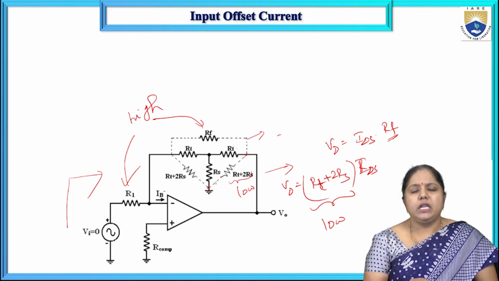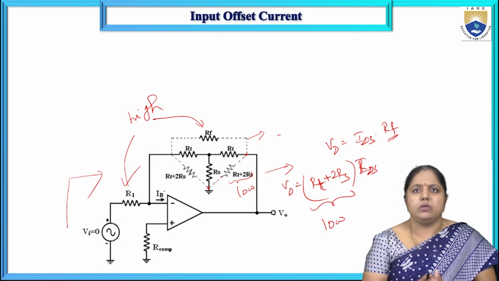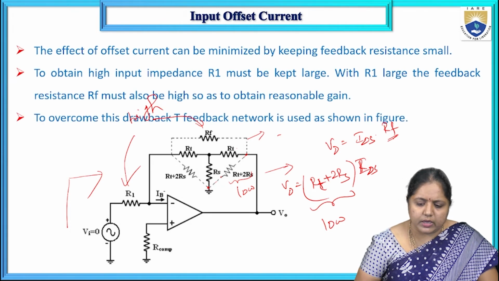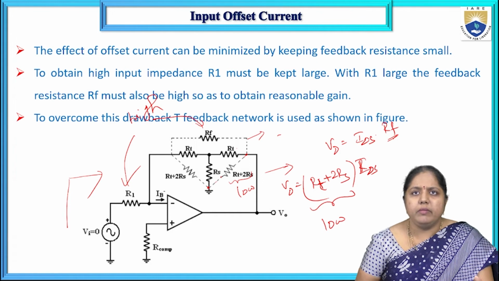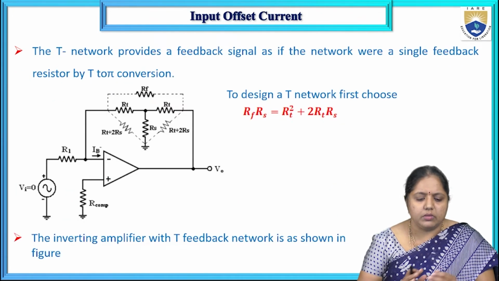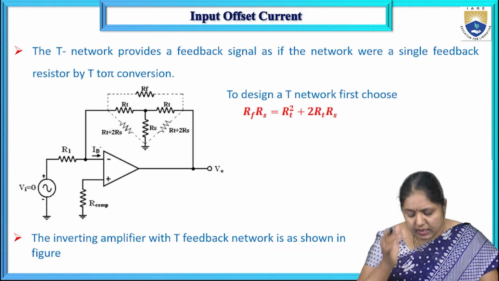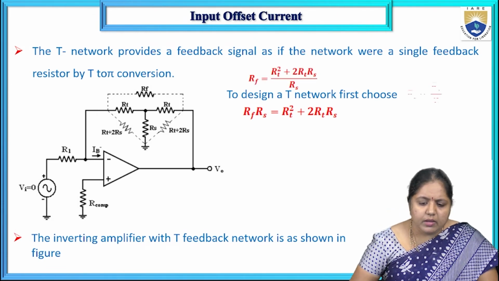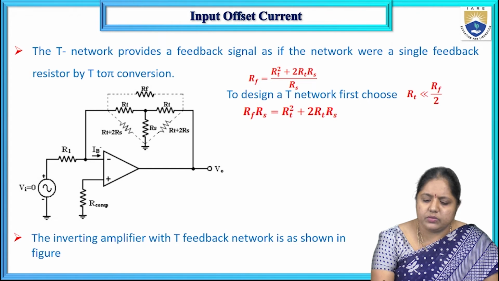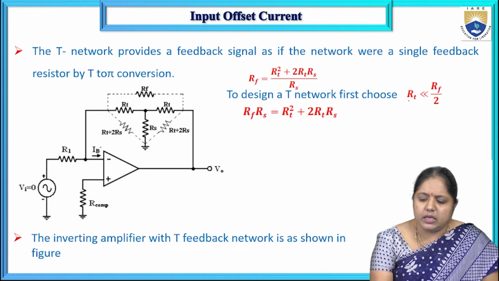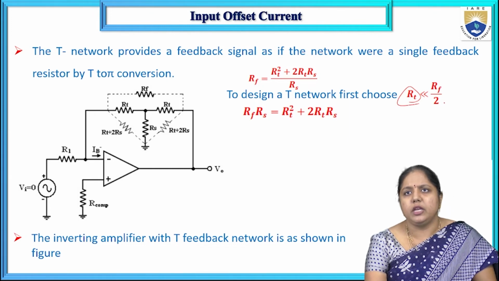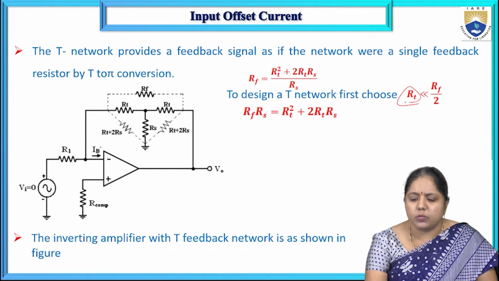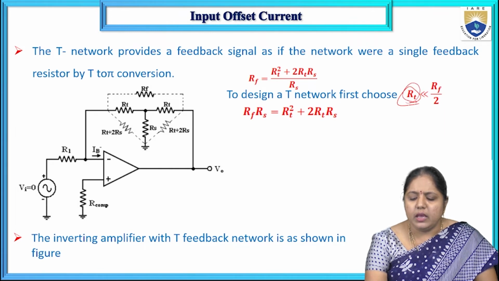So what are the RT and RS I need to consider? Whatever explanation I have given for you, the same thing has been mentioned here. First, we need to choose the RT value. The RT value is very much less than half of the feedback resistance value. Like this, we need to choose the corresponding RT value.